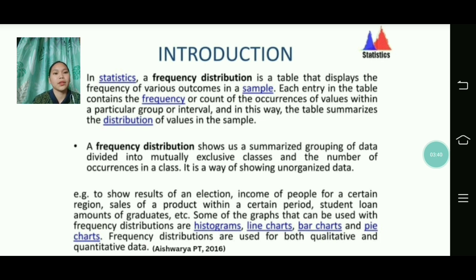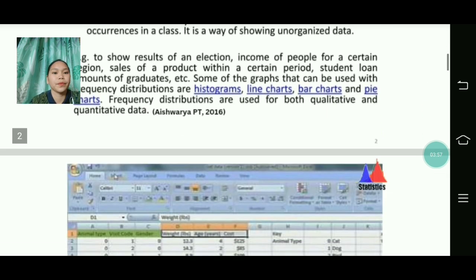So, what is frequency? A frequency distribution is a table or graph showing the frequency of different values or categories in a data set. It displays the number of occurrences of each value or category.